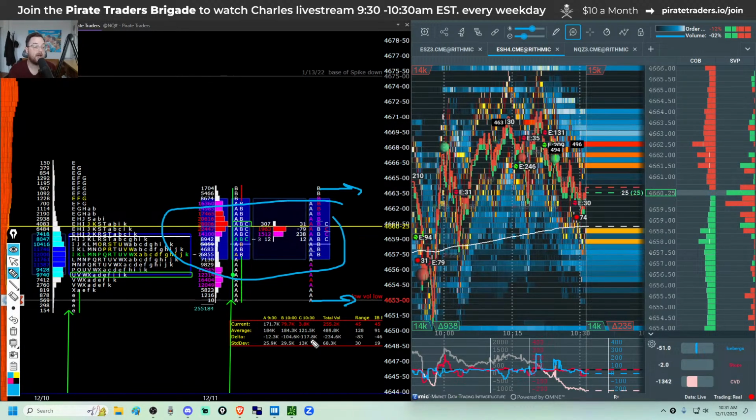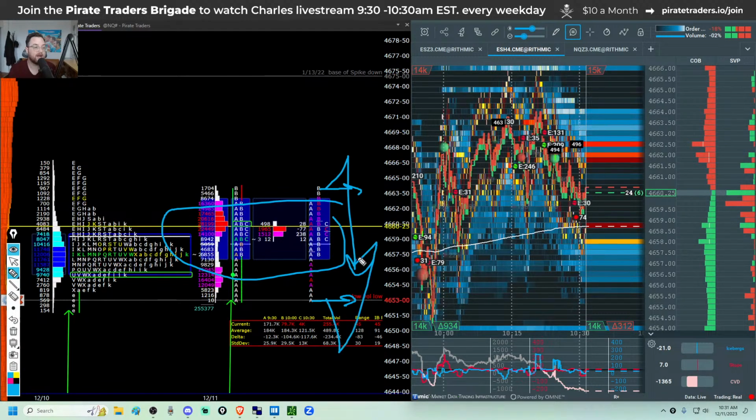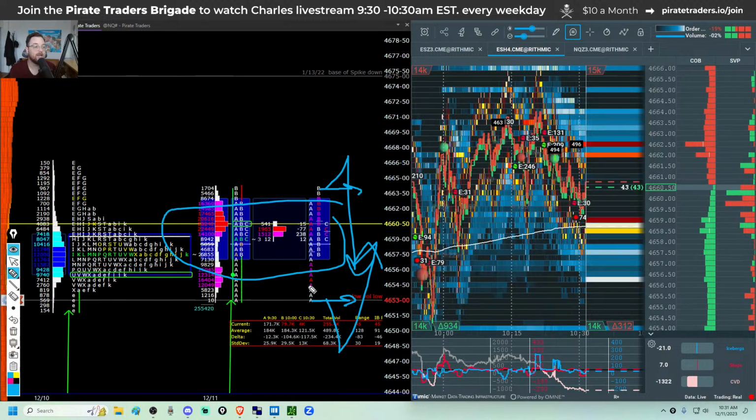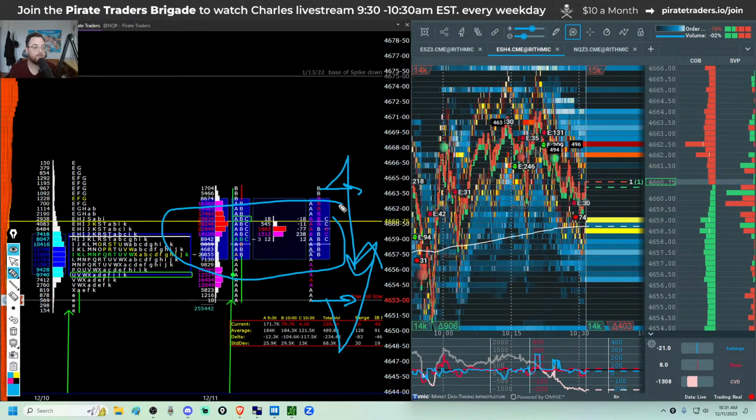Okay? A failure to get that, getting above the initial balance and pulling back in, or getting below the initial balance and pulling back up, well, that would be bad news because it would mean sideways for the rest of the day. So the higher probability is continuation one direction or another.